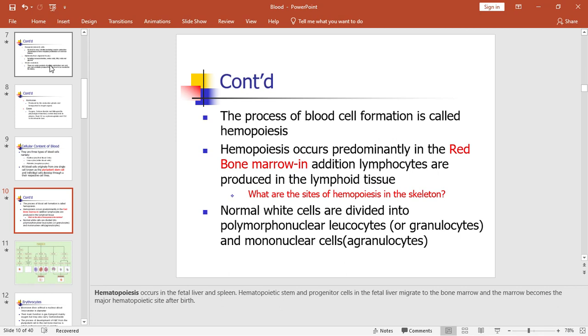I think there are cases when the liver and spleen can be reactivated. I've heard of things like post-chemotherapy, under stressful conditions, where it is possible that the liver can produce red blood cells again. So the question is, where is your red marrow? Where do you find the red marrow?